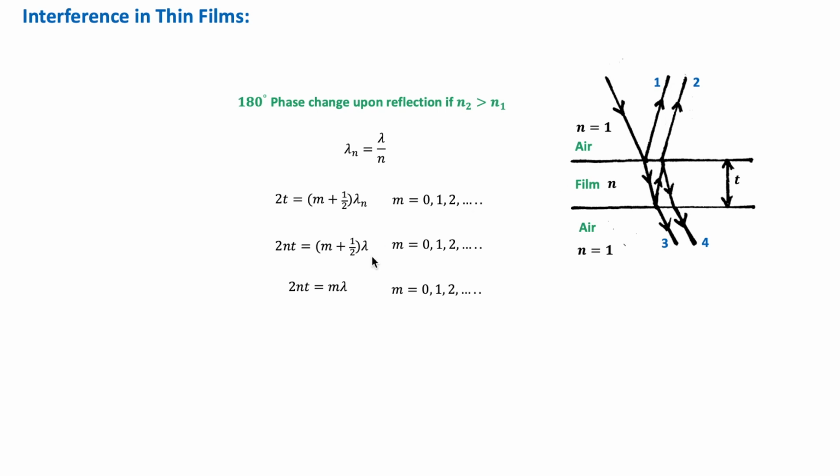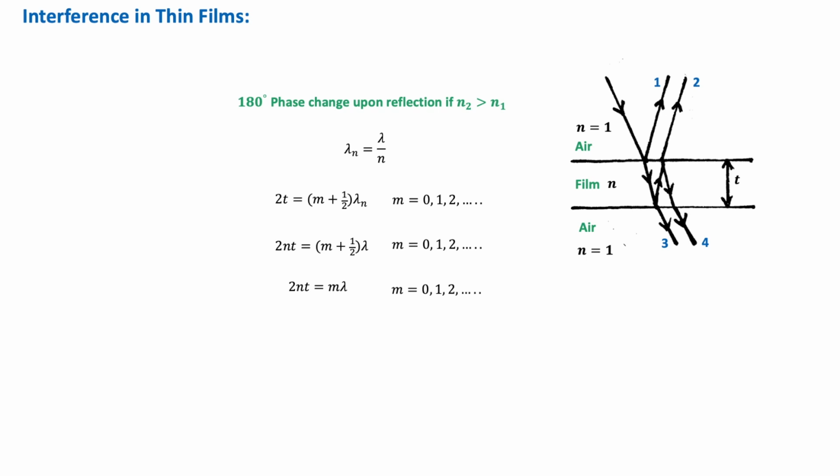Also, these conditions apply if the media above and below the film are different, okay? So if the media are different, these conditions apply, but only if the refractive indices of both of these media are less than, or both larger than, that of the film, okay? But if these two media above and below are different, and one has a refractive index less than the film and the other a refractive index greater than the film, then these conditions for constructive and destructive interference are reversed.